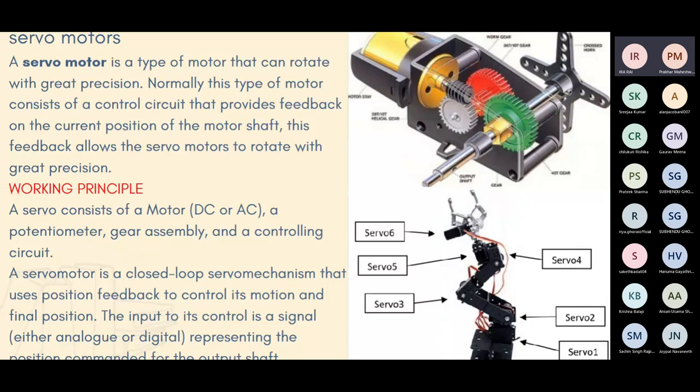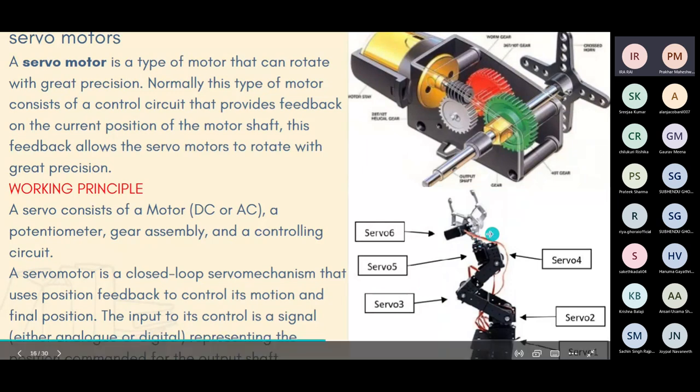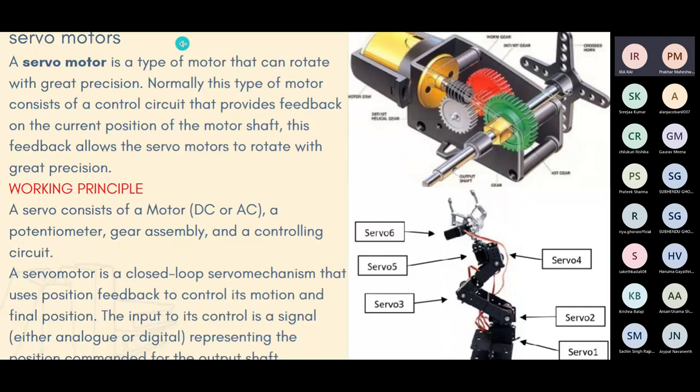like 10 degrees, we want its fingers to move or rotate by some 10 degrees. We can't use an AC or DC motor in that case. So we need servo motors. We need great precision of motion. Normally this type of motor consists of a control circuit that provides feedback on the current position of the motor shaft. This feedback allows servo motors to rotate with great precision. I'll be explaining more about this control circuit in the next slide.